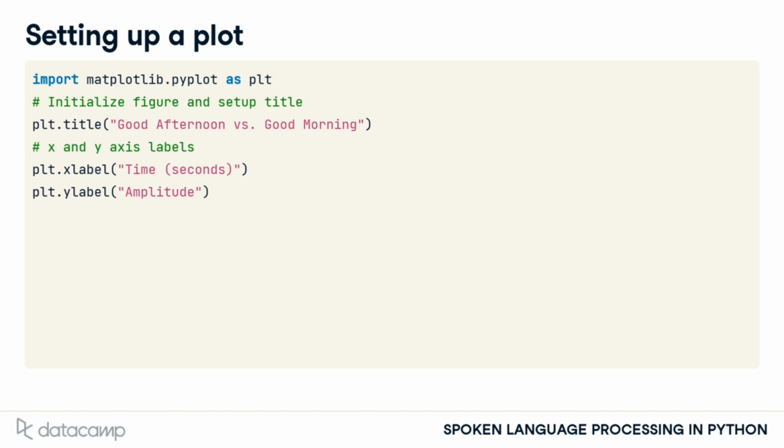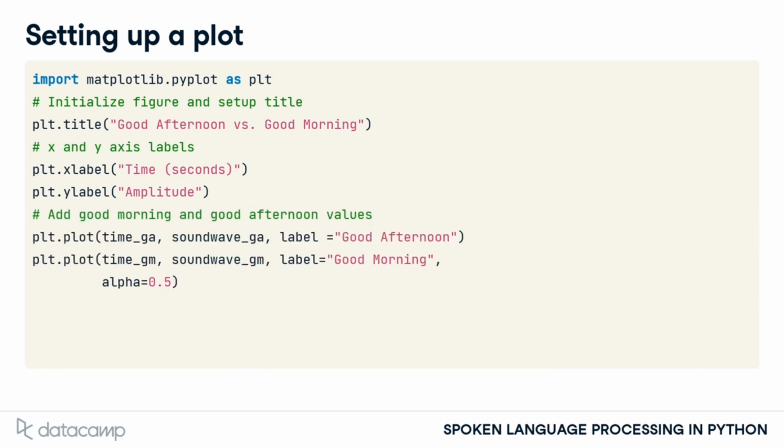Now we've got the plot label set up, we can add both of the sound waves. We'll make sure each of them has a label so we can differentiate them using a legend. And to make sure we can highlight the differences, we'll add an alpha parameter of 0.5 to the good morning values. This is so they appear slightly transparent on the plot. Since we've given our data labels, we can create a legend by calling the legend method on our plot. And now everything is set up, we can see our plot by calling the show method.